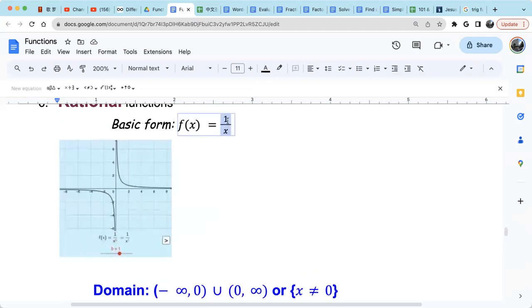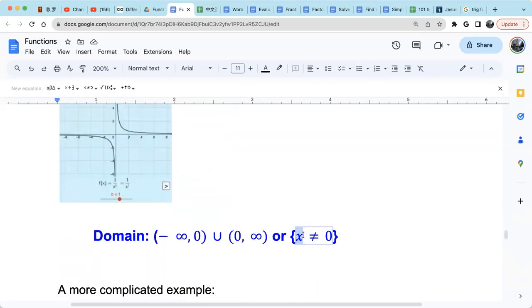We see 1 divided by 0 is not defined in math, so x cannot be 0. As long as x is not 0, it's fine. Any other values work for this function. Only 0 does not work for this function.